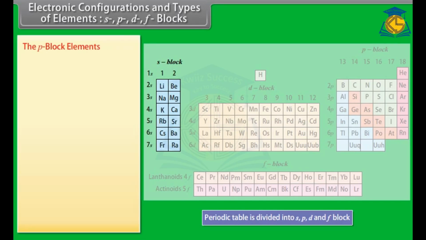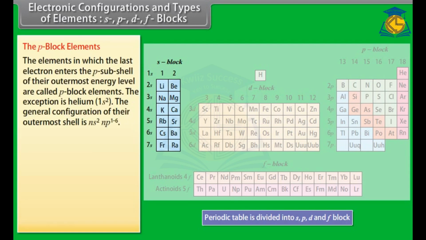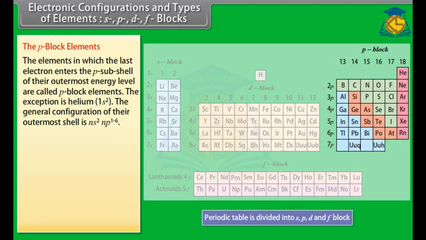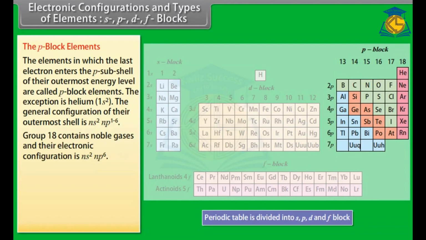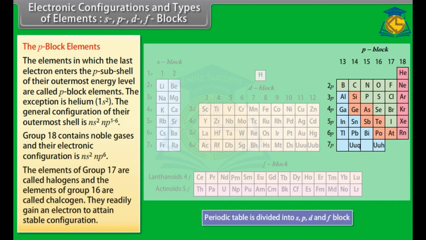The P block elements. The elements in which the last electron enters the P subshell of their outermost energy level are called P block elements. The exception is helium. The general configuration of their outermost shell is ns2 np1-6. Group 18 contains noble gases and their electronic configuration is ns2 np6. The elements of group 17 are called halogens and the elements of group 16 are called chalcogens.